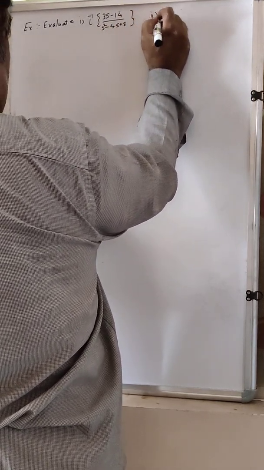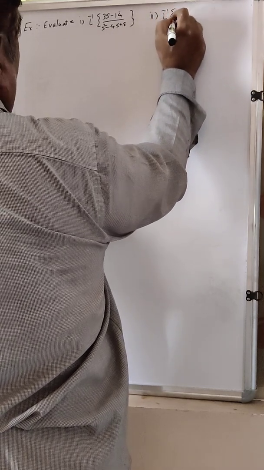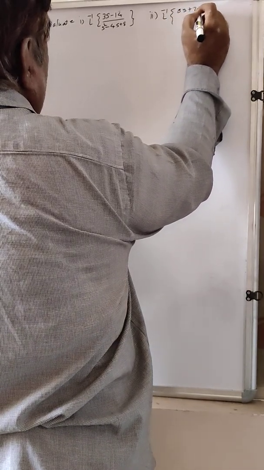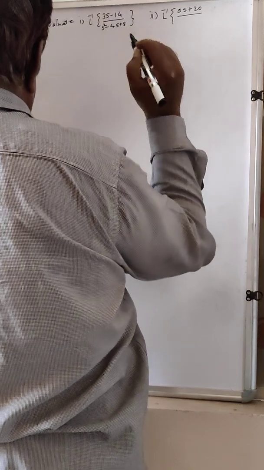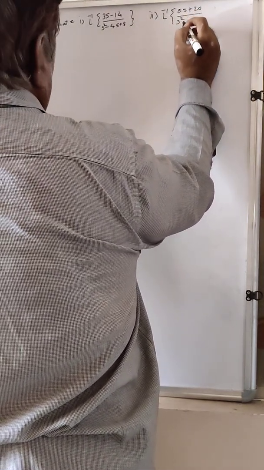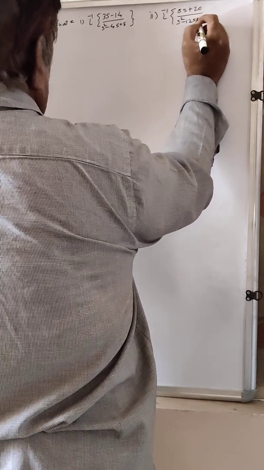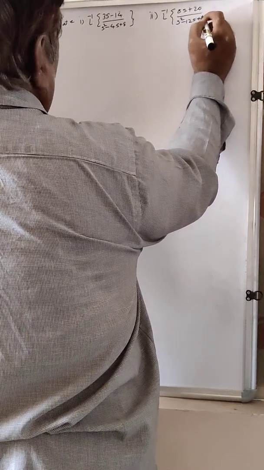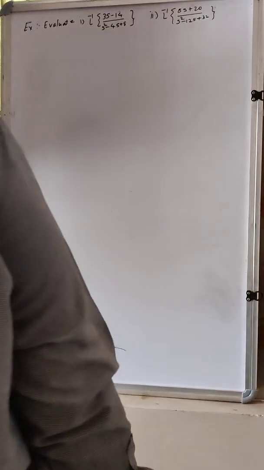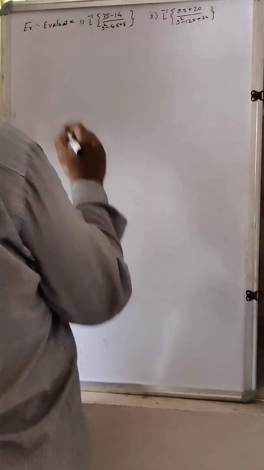Second, the Laplace inverse of (8s plus 20) upon (s square minus 12s plus 32). Solution.